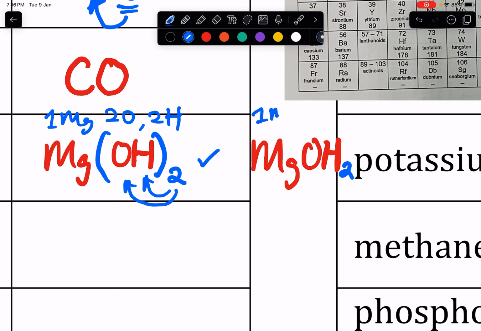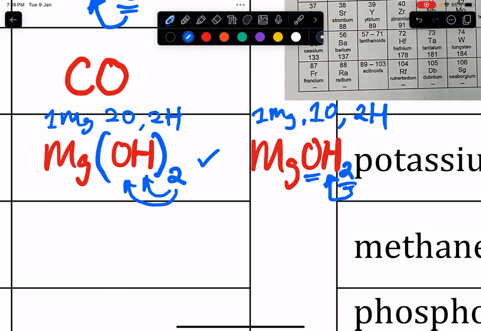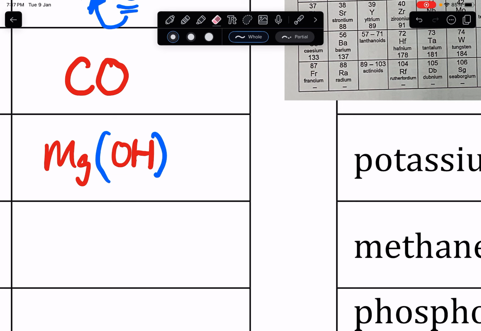Okay, let's look at the second example. There's 1 Mg. In this case, there's only 1 O because, as I mentioned, the subscript 2 only belongs to the element directly before it. So there's 2 H. We can see that this part is different, so this formula is wrong. If you were to write this as the formula and calculate the Mr, you'll get the wrong Mr.